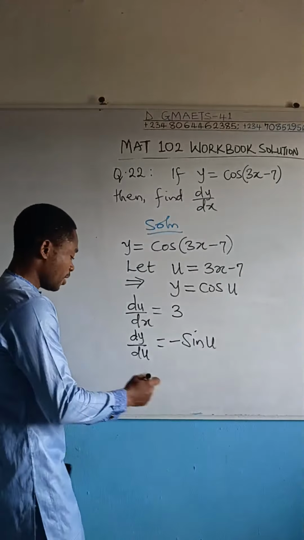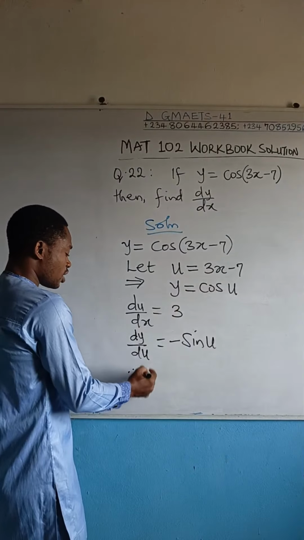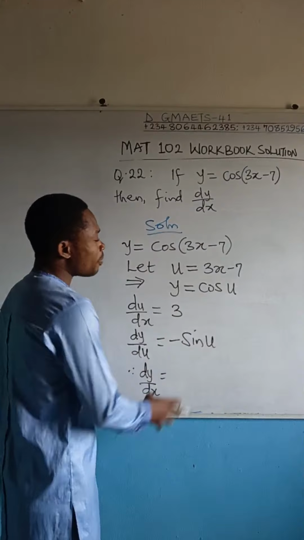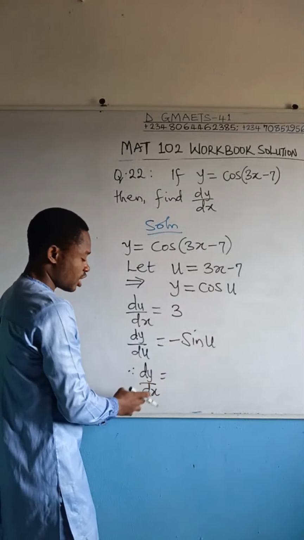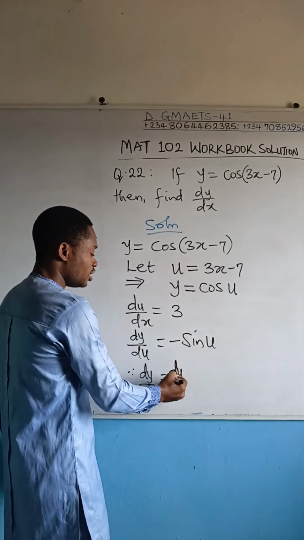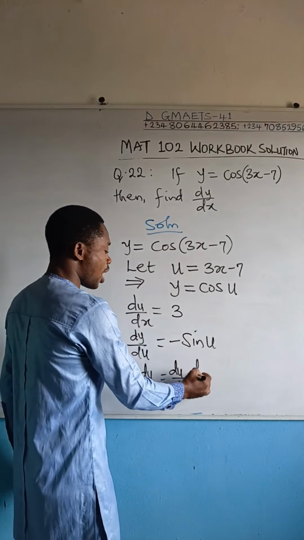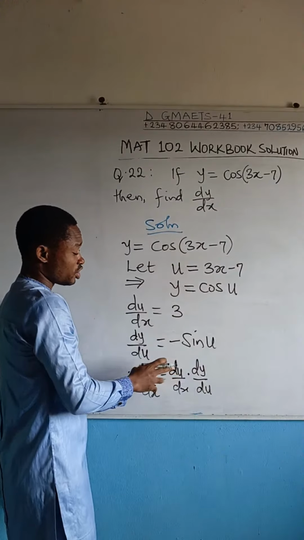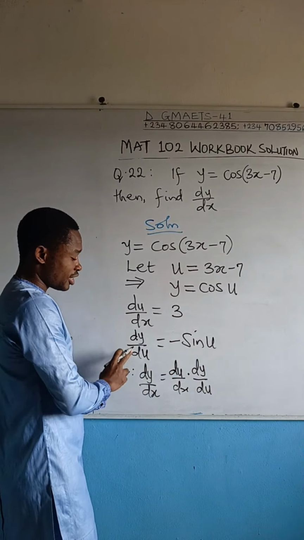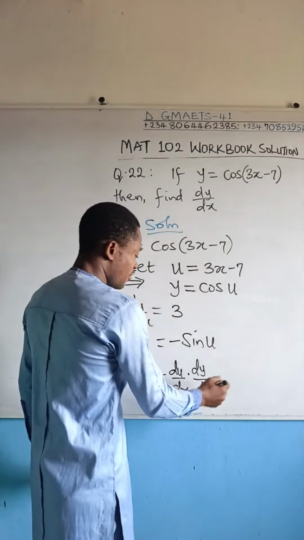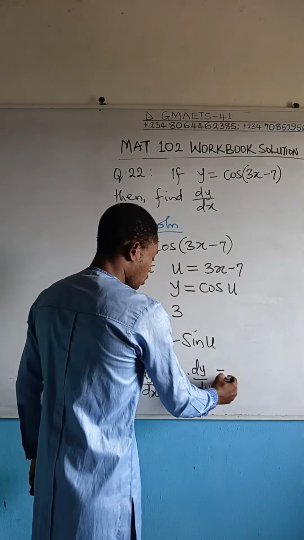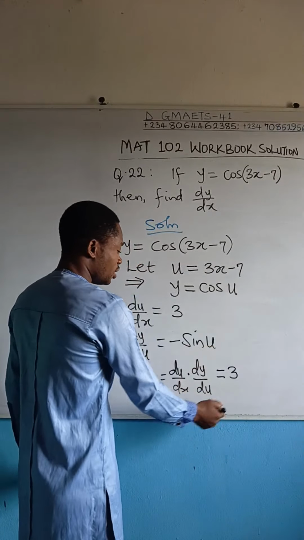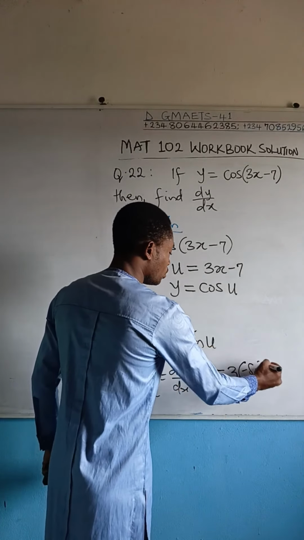Now that I've done this, I will solve dy dx by applying chain rule. If I want to get dy dx, it is simply du dx times dy du. To get dy dx for this question is simply to multiply du dx by dy du. And if I do that, this is going to be equal to du dx, which from here is 3, and then dy du is minus sine u.